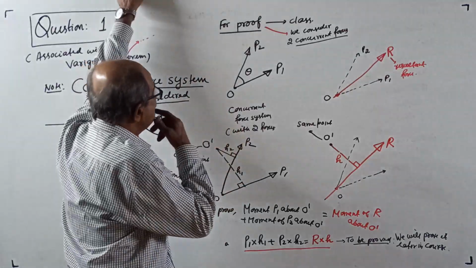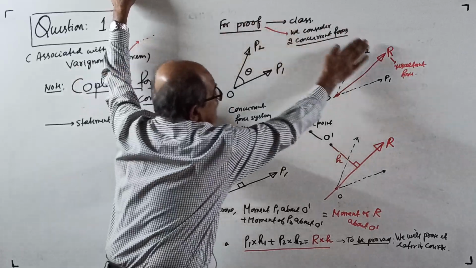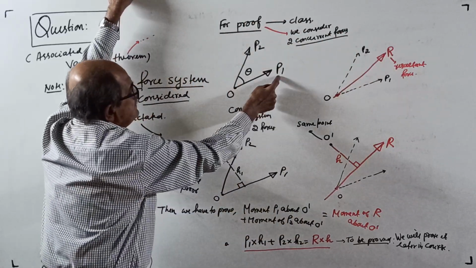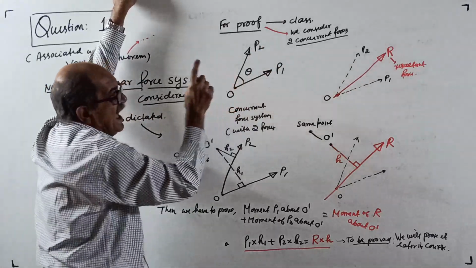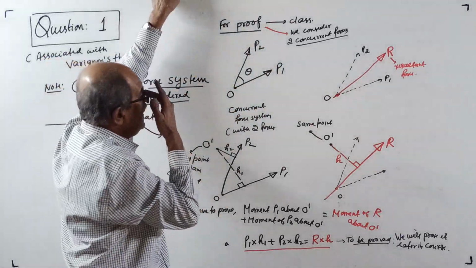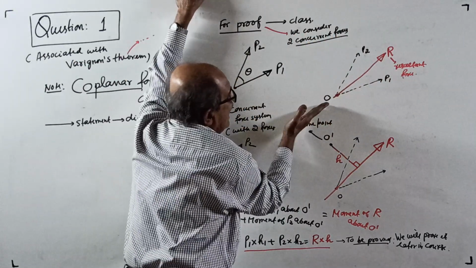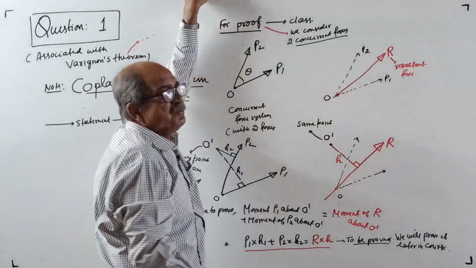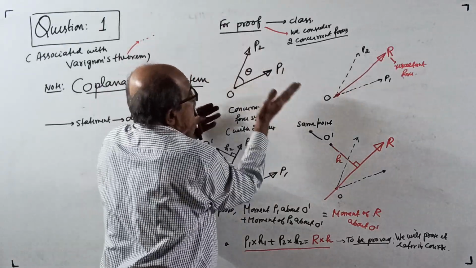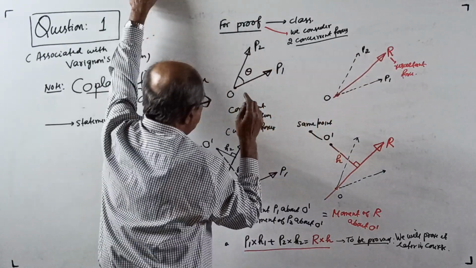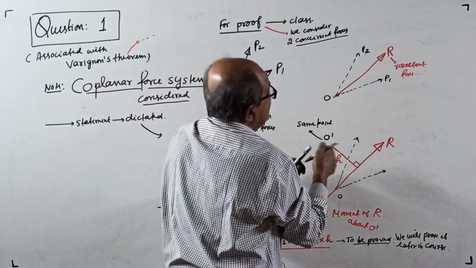Now, how do they prove it? Consider two forces P1 and P2. Remember, everything is coplanar, in one plane. Consider two forces P1 and P2 passing through a point O. Let theta be the angle between them. Then let R be the resultant. You already know it, R will go this way, by the law of parallelogram of forces. I already told you in the course. So P1 here, P2 here, this is the resultant R. Now, this is the concurrent force system with two forces, and this is the resultant.